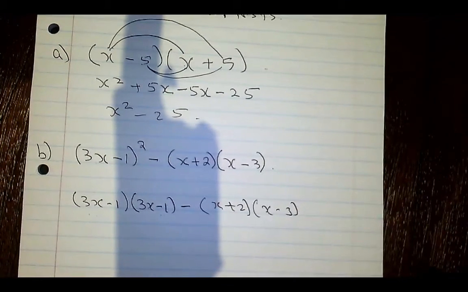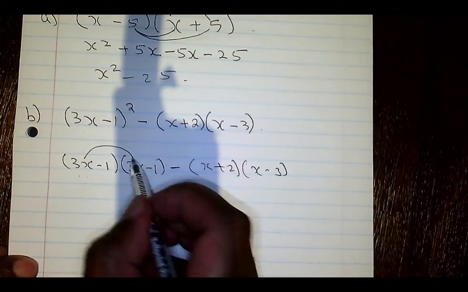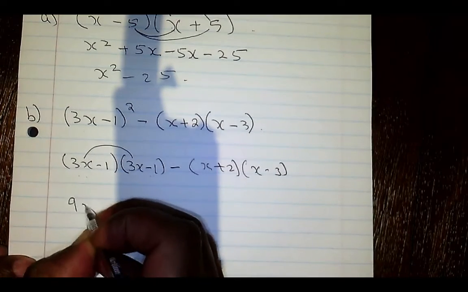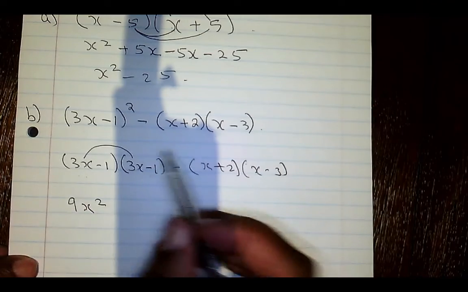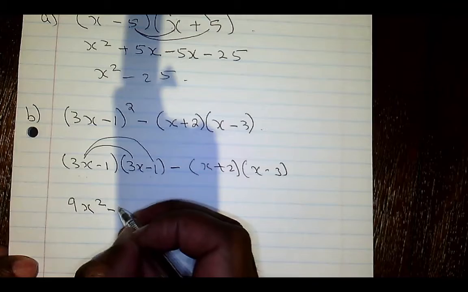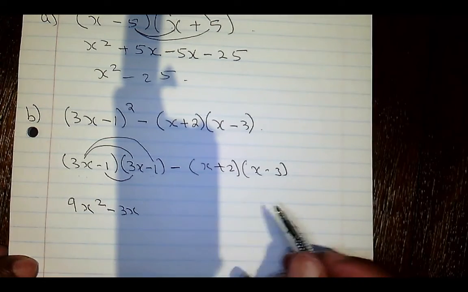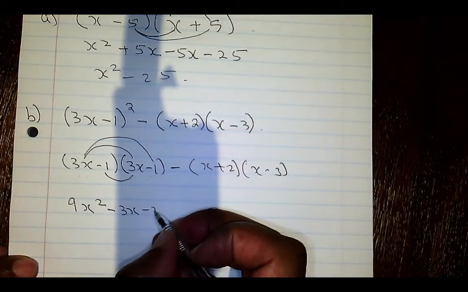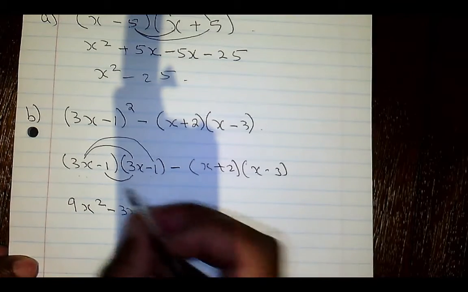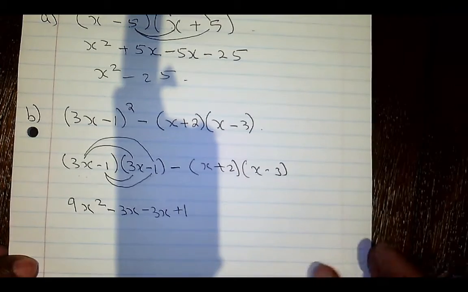Okay, then we're going to simplify this. You will notice that this is where you can use your FOIL. So FOIL this one and then FOIL that one. So the first here will give us 9x squared. The outers will give us negative 3x. The inners will give us a negative 3x. And the lasts will give us a plus 1.